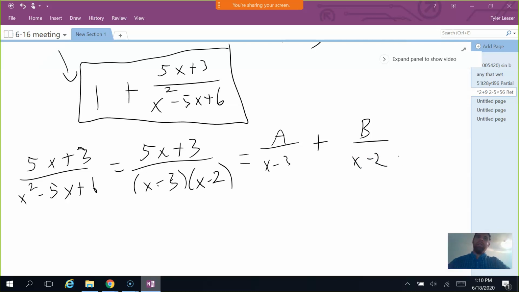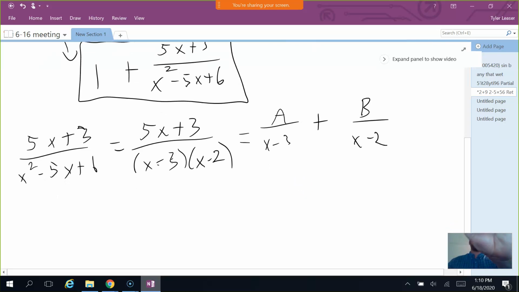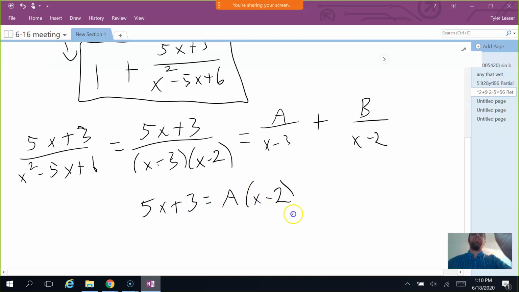All right, now we do what we always do. We're going to multiply both sides by the common denominator. That'll leave us 5x plus 3 on the left. That a comes down, and then we're going to have x minus 2, because the x minus 3 is canceled. But the second one there, the x minus 2 is canceled, and we get x minus 3. All right, we're trying to figure out the a and the b that's going to make this work.